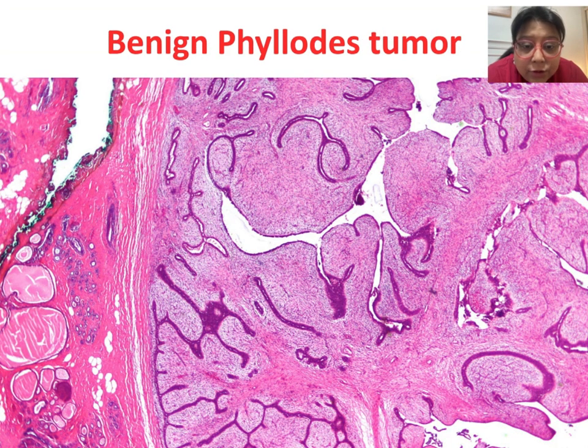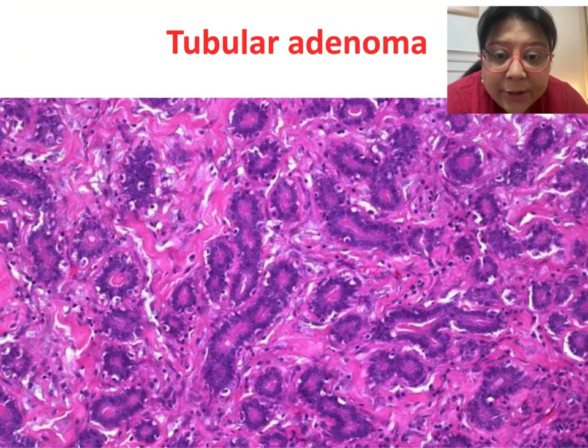In benign phyllodes tumor, you can appreciate the leaf-like projections, and there is stromal overgrowth, which causes compressing of the epithelial ducts. This is a micrograph of tubular adenoma, and you can see so many tubules in the micrograph, which depicts tubular adenoma. Sometimes it is difficult to differentiate from fibroadenoma.